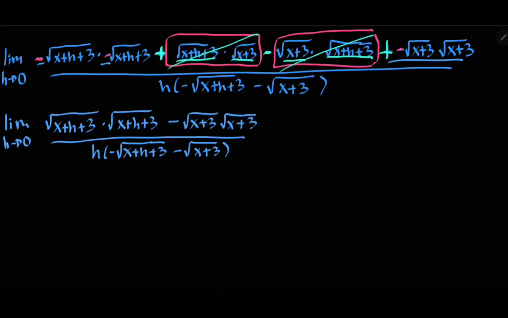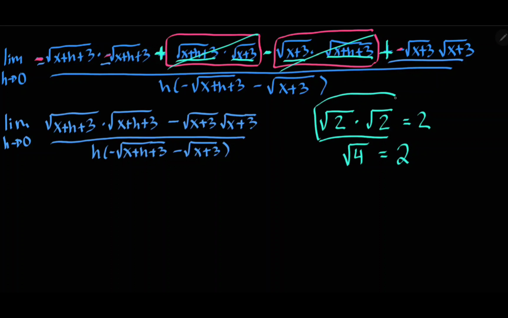As you learned before in high school and earlier, the square root of something times itself is always itself, because the square root of 2 times the square root of 2 is the same thing as the square root of 2 times 2, which is 4. The square root of 4 is 2. So if you ever see anything times itself, it is just the answer within it.